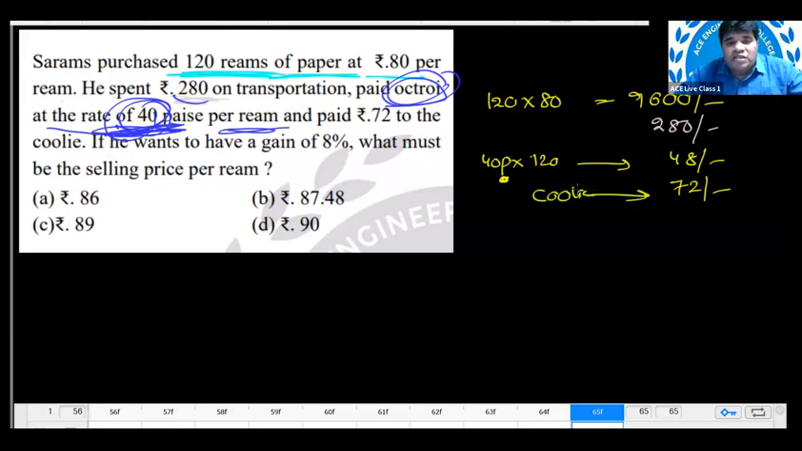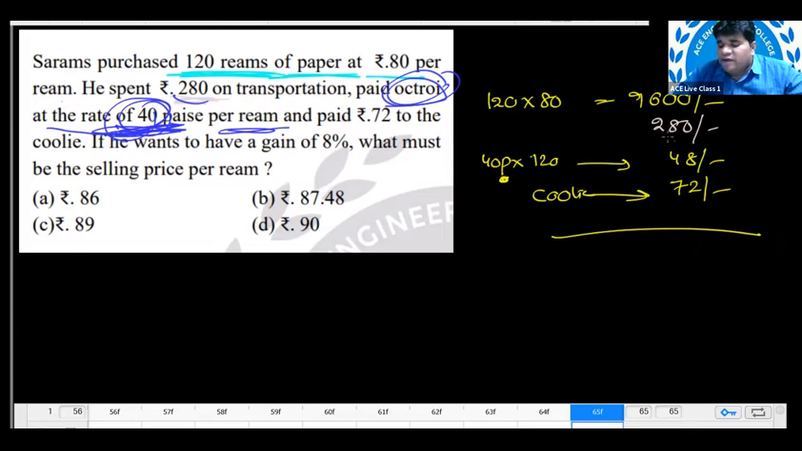If you want an 8% gain, what must be the selling price? If you want an 8% profit, what is the selling price? That is the question. This is completely equal to the cost price. What is the overall investment? These are individual amounts, so for 120 reams, what is his expenditure? What is his investment? Add all the values.